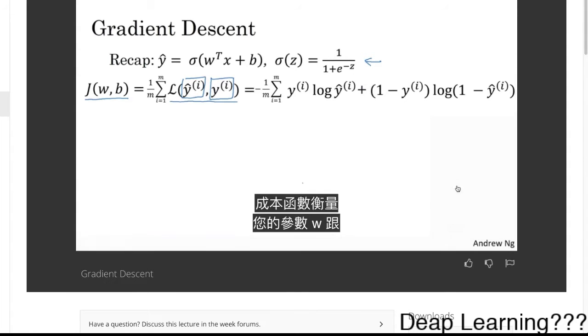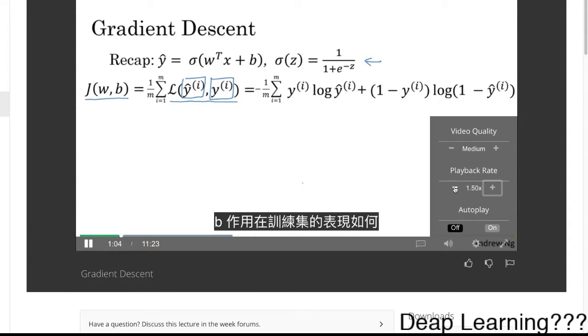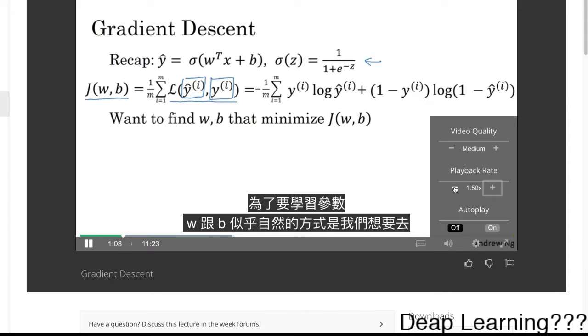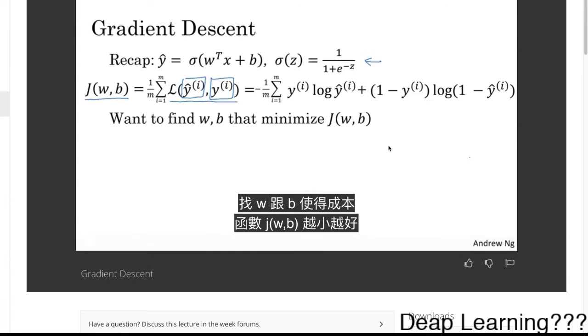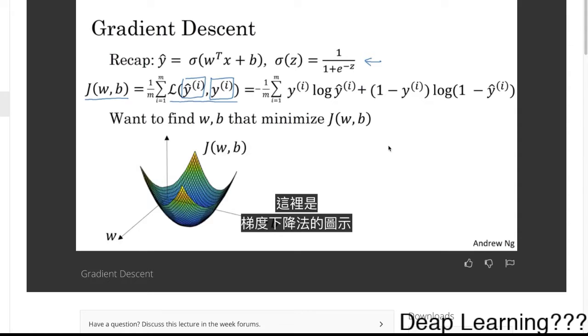So the cost function measures how well your parameters W and B are doing on the training set. So in order to learn a set of parameters W and B, it seems natural that we want to find W and B that make the cost function J of W comma B as small as possible. So here's an illustration of gradient descent. In this diagram, the horizontal axes represent your space of parameters W and B.